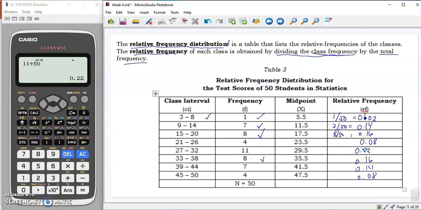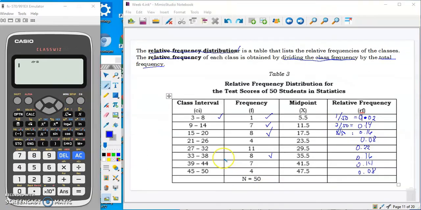Where do we use this? Again, we're going to use this in graphing, which will be shown in the next videos. Okay, now let's check on the values. What if we add all these values in the relative frequency? What will it be equal to? So now we have the relative frequencies.